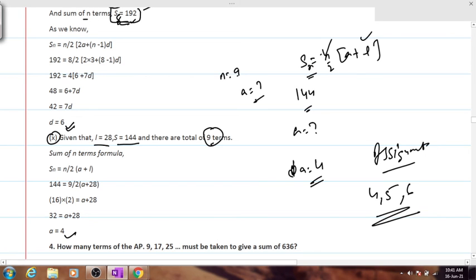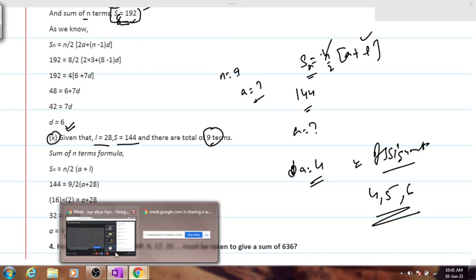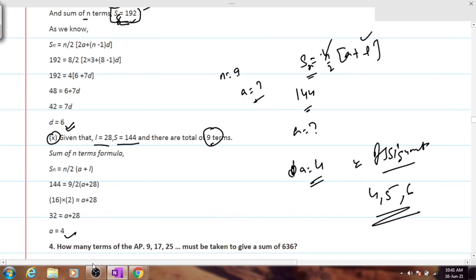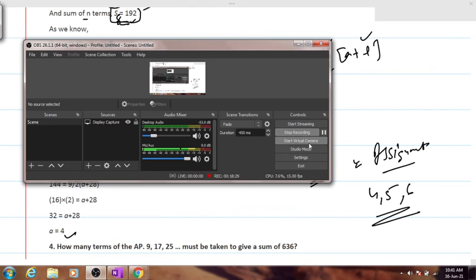Did everybody understand question number 10 properly? Please copy today's assignment: 4th, 5th and 6th numerical. I'll conclude today's class. Just a moment.